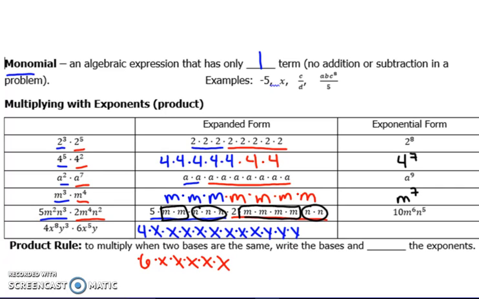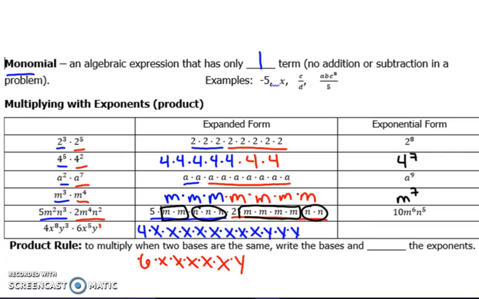Now, if we look, y doesn't have an exponent. Well, what I'm going to do, just like if there was a coefficient we didn't know what that was, we're going to add a 1 there. We want to make sure we add that 1 to symbolize that there is 1 y we're multiplying by.